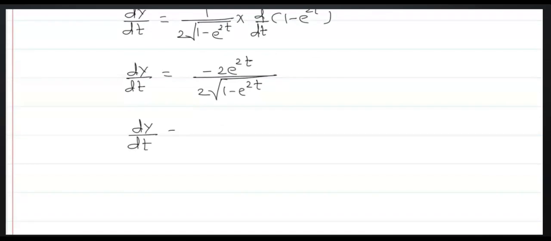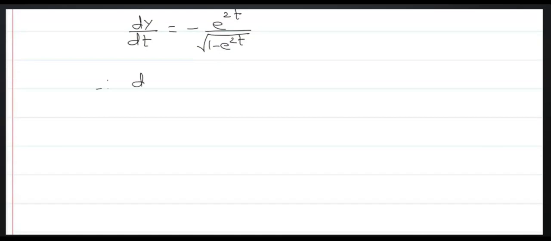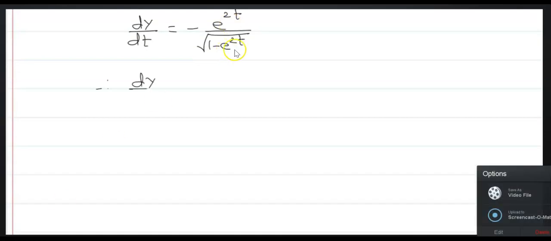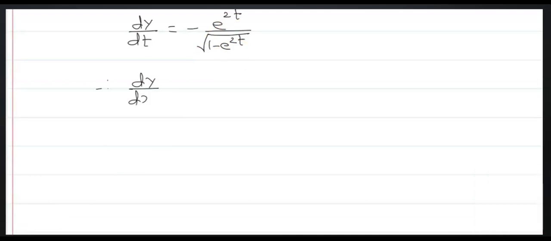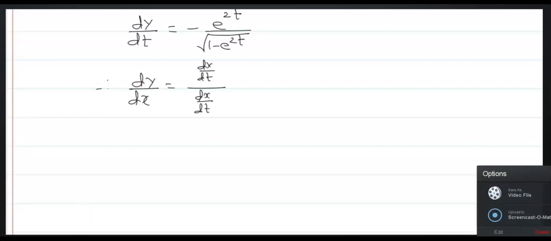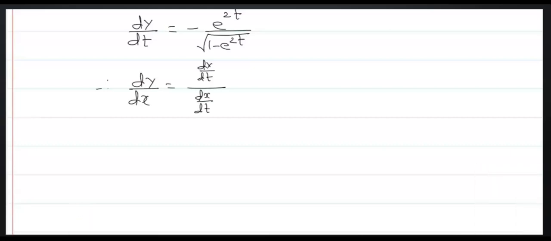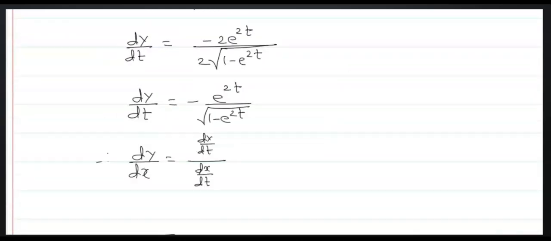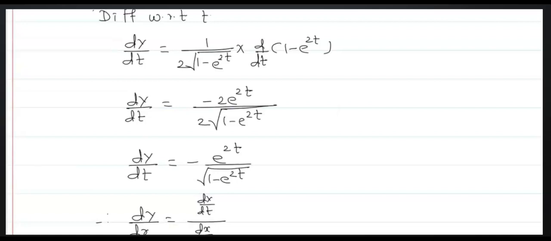Therefore, dy by dt is equal to minus e raised to 2t upon root of 1 minus e raised to 2t. Therefore, dy by dx is equal to dy by dt upon dx upon dt. Substitute the values.